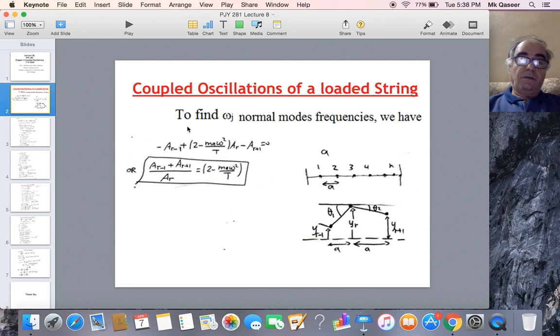In the previous lecture, we reached this equation that gives the amplitude of the rth particle. The displacement between two adjacent masses is equal to a. In this picture, this is the displacement of the rth particle relative to the equilibrium position, and this is the displacement of the r plus 1 particle, and this is the displacement of the r minus 1 particle.